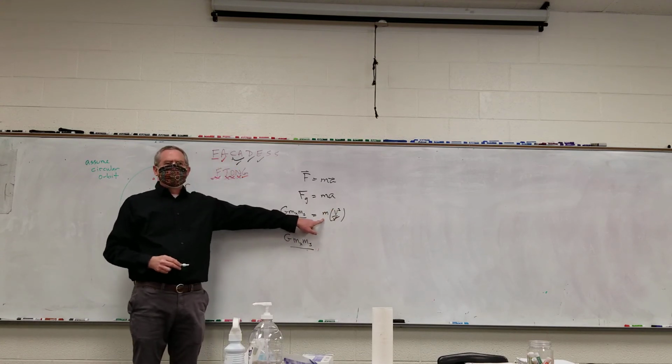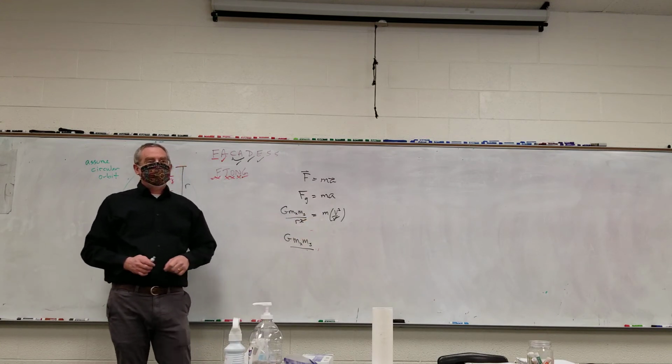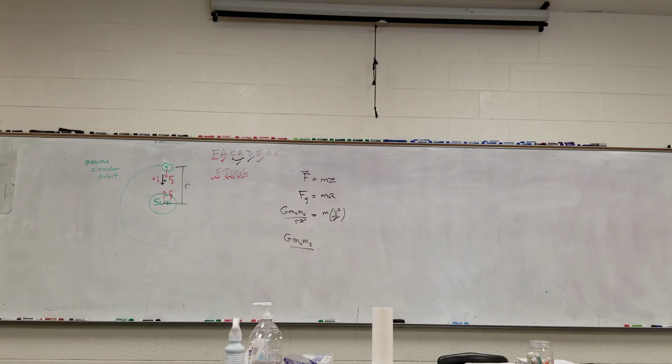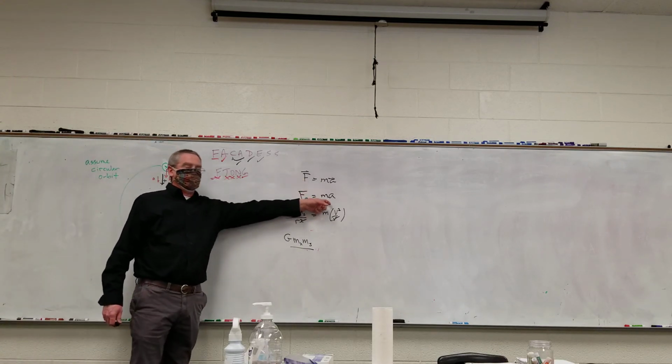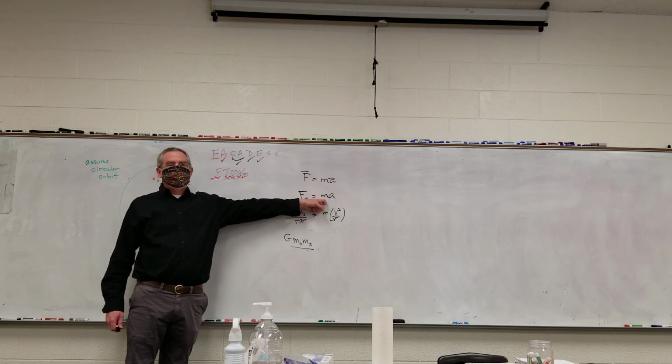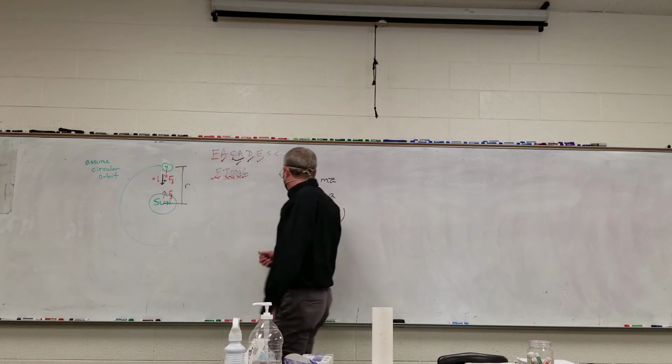What mass is this? Is this mass of X or mass of the sun? You've got a 50-50 shot if you have no idea. When you plug in the F equals ma, what mass is involved here? The mass of the sun. Why? Because that's the one exerting the gravitational force, the gravitational pull.